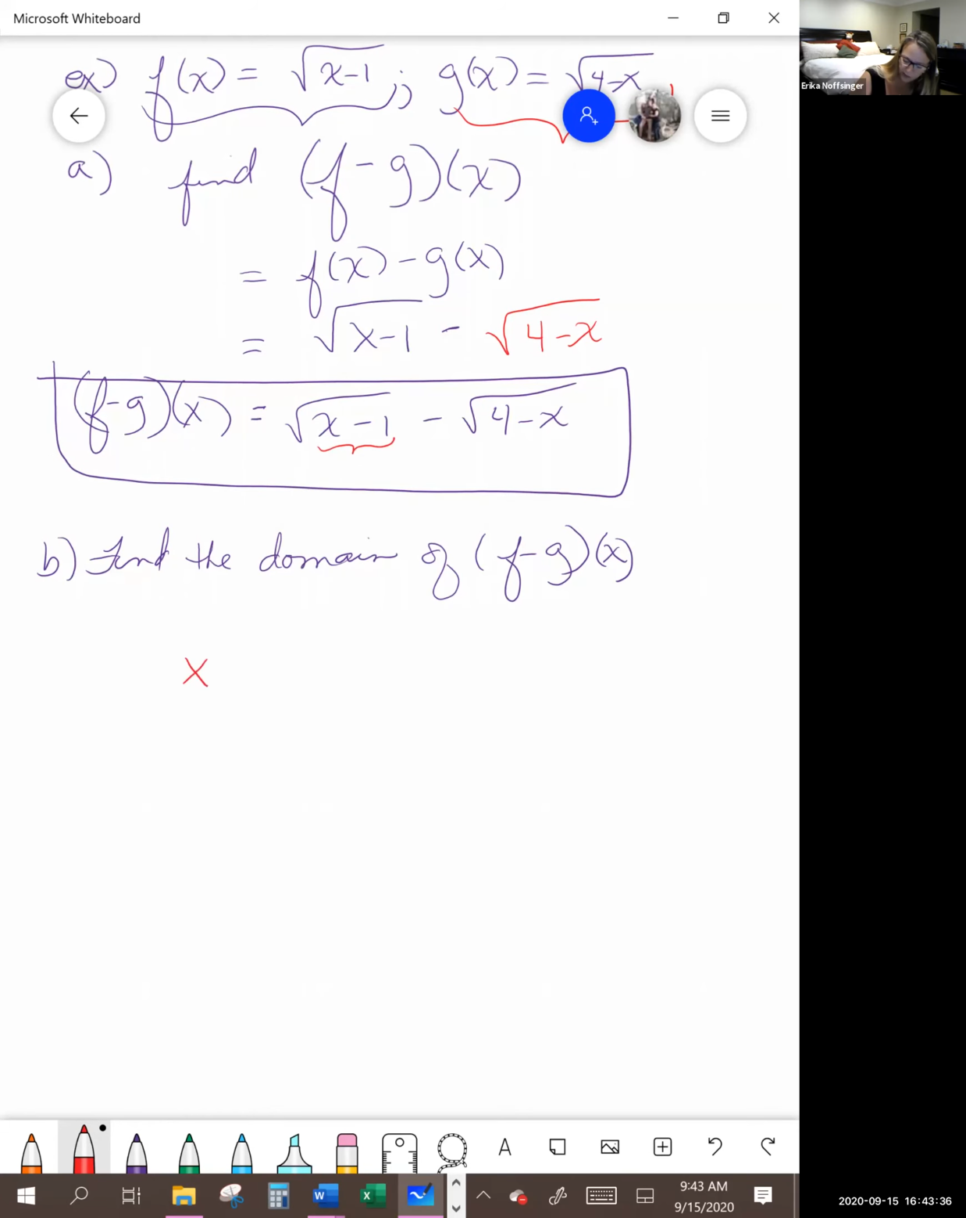So let's solve each one. Here, if I add 1 to both sides, x has to be greater than or equal to 1. If I add x to both sides here, I get 4 is greater than or equal to x. I like my variable on the left, so I'm just going to rewrite it, keeping the sign facing the same way as above. The less than is towards the x, so x is less than or equal to 4.